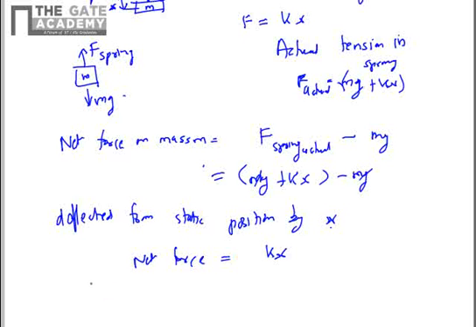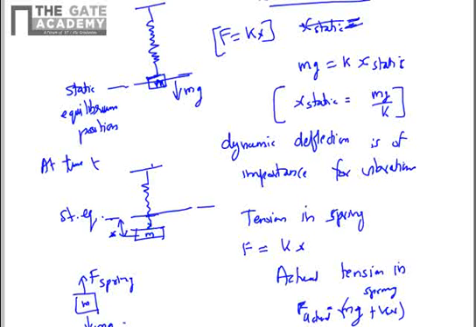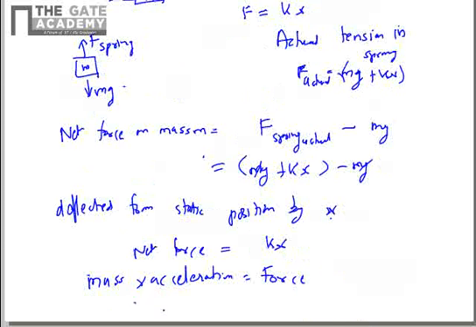Now you know that mass into acceleration is equal to force. So what will be the nature of the acceleration here? As you know, the force F is equal to kx will be towards the top. So the acceleration will also be in the same direction. Acceleration of mass will be in the same direction. So let's say x double dash is the acceleration. So mass of the object m into x double dash is equal to kx.